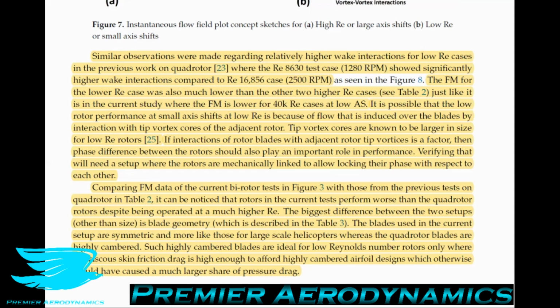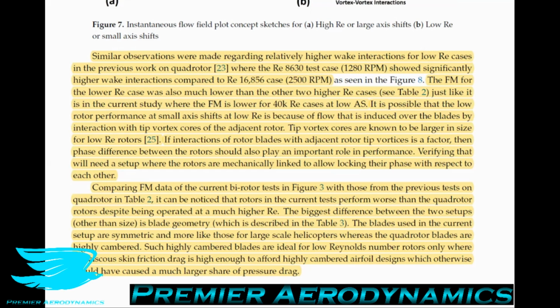If interactions of rotor blades with adjacent rotor tip vortices is a factor, then phase difference between the rotors should also play an important role in performance. Verifying that will need a setup where the rotors are mechanically linked to allow locking their phase with respect to each other. This is really interesting. So they're saying that these tip vortices are probably the primary reason why the rotors are interacting with each other and they're not making the other rotor perform as well.